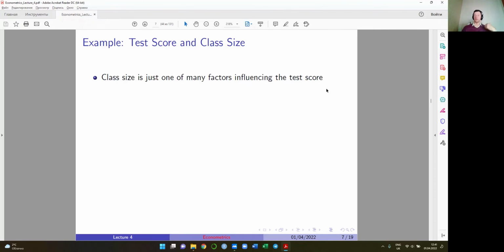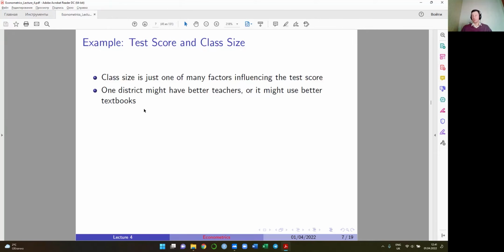Yes, so that's true. And look, now we need to think. First of all, let's list some of the factors. One district might have better teachers, because the nature of the teacher might also influence the outcome of the test score.